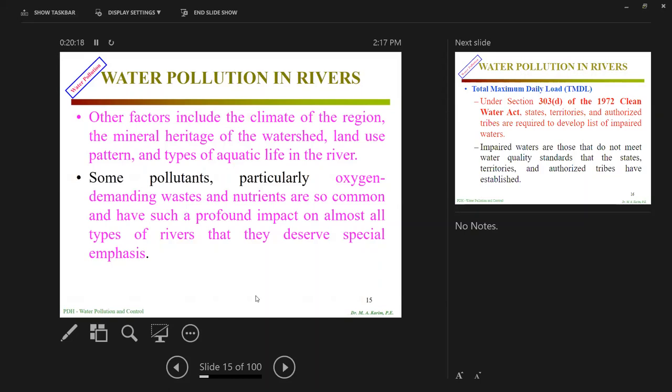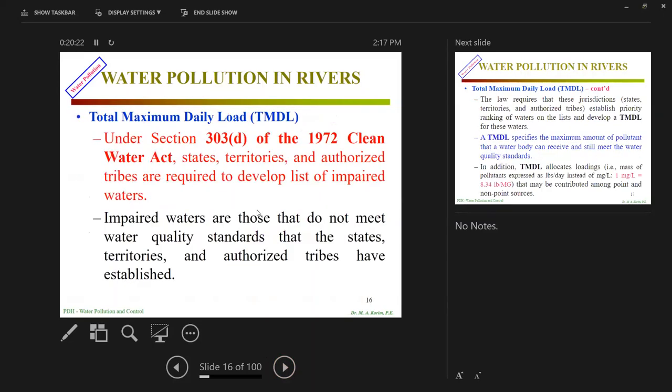So that's the kind of description of what things we have to do, because we are dealing with pollution. So we have to know what pollution is, then how to control it. So now we'll define the term total maximum daily load, TMDL. Under section 303(d) of the 1972 Clean Water Act, CWA, states, territories, and authorized tribes are required to develop a list of impaired waters.